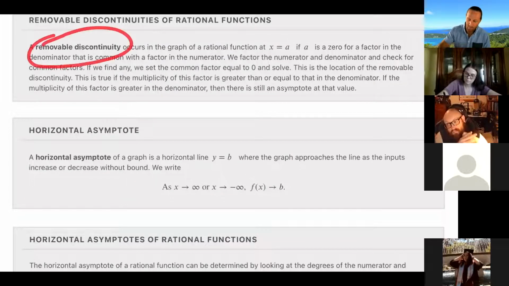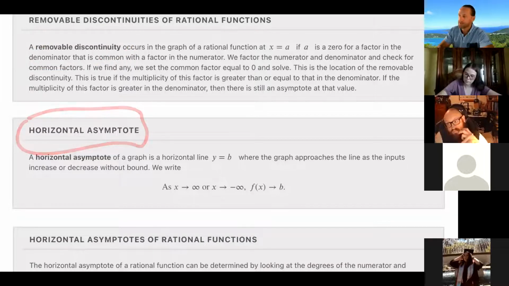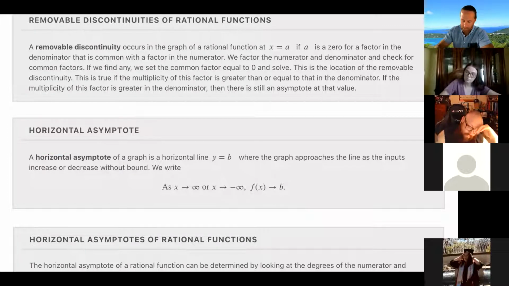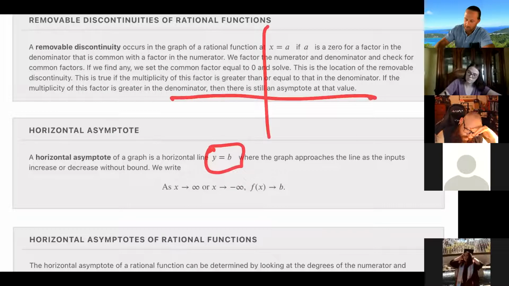So that's what a removable discontinuity is. And we are going to move on to the last thing of this, and we'll tie it all together, called a horizontal asymptote, which I already gave you the preview of earlier. Okay. Horizontal meaning now we're going to have some y value. It's up here, it's down here, it's 0, whatever. The x's can be whatever now.